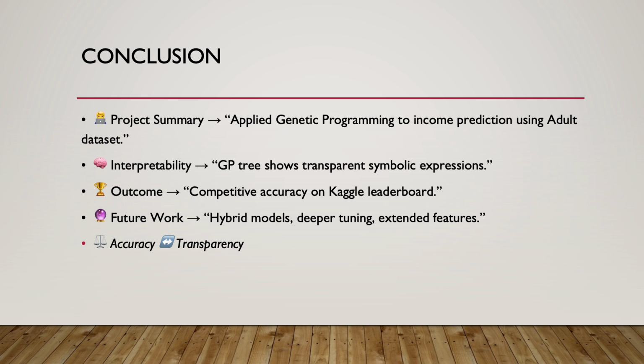In conclusion, this project applied genetic programming to income prediction using the adult dataset. The approach focused on evolving symbolic models that are both interpretable and competitive. The best individual achieved a Kaggle public accuracy of 77.66%, confirming the effectiveness of symbolic evolution in this context. The key contribution is demonstrating that genetic programming can balance accuracy with transparency, offering a viable alternative to black box classifiers. Future work could explore hybrid approaches, deeper parameter tuning, and extended feature analysis to further enhance performance.